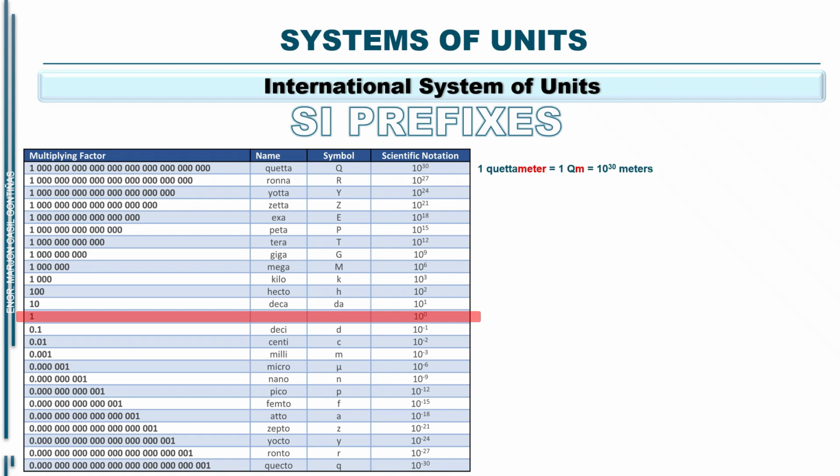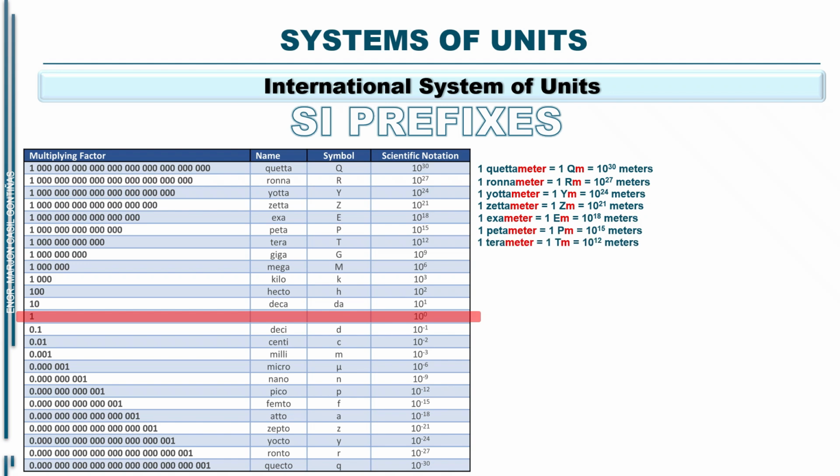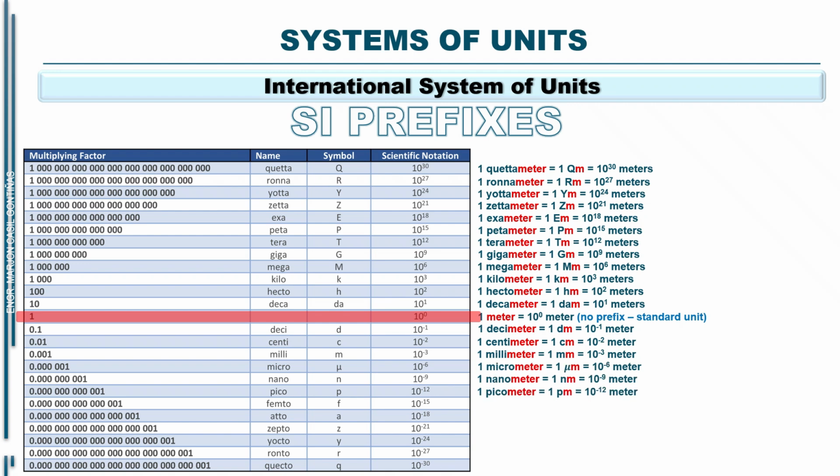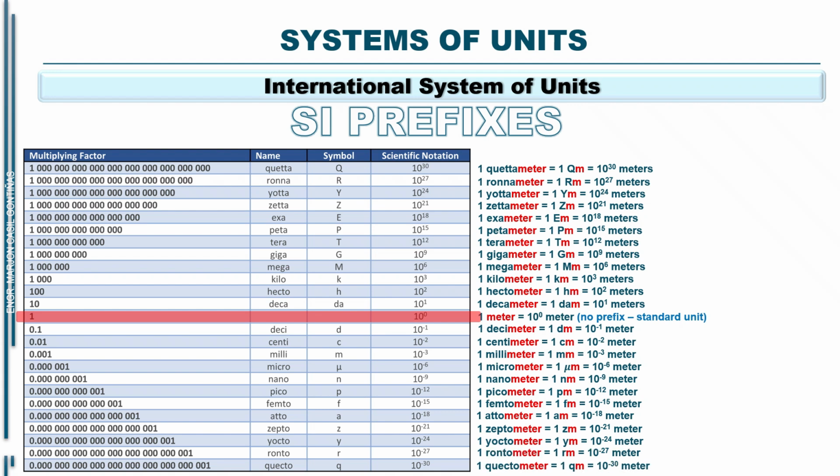1 quettameter, 1 ronnameter, 1 yottameter, 1 zettameter, 1 exameter, 1 petameter, 1 terameter, 1 gigameter, 1 megameter, 1 kilometer, 1 hectometer, 1 decameter, 1 meter, 1 decimeter, 1 centimeter, 1 millimeter, 1 micrometer, 1 nanometer, 1 picometer, 1 femtometer, 1 attometer, 1 zeptometer, 1 yoctometer, 1 rontometer, 1 quectometer.